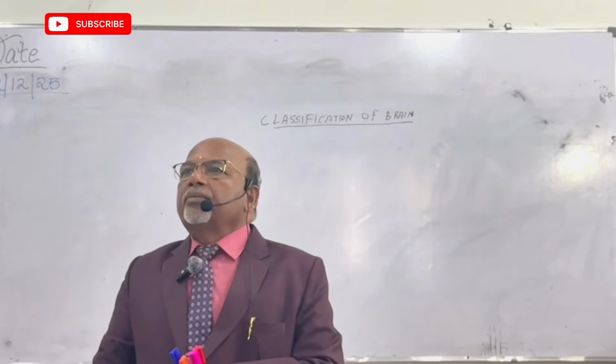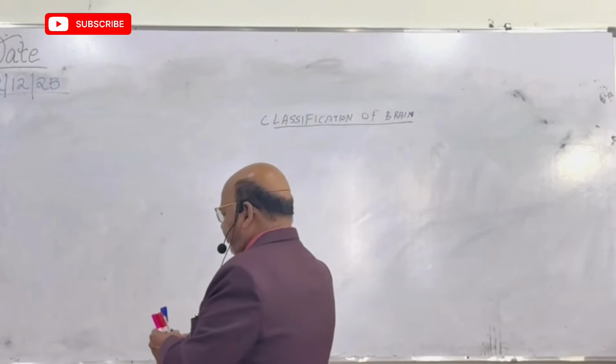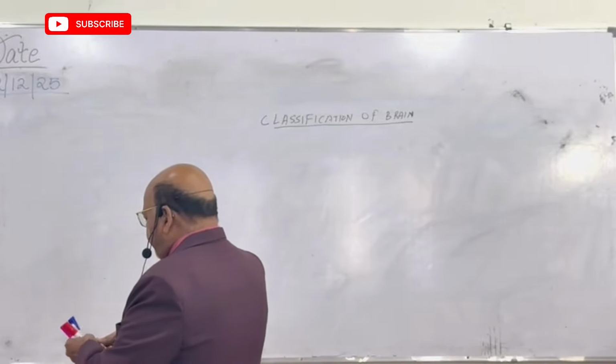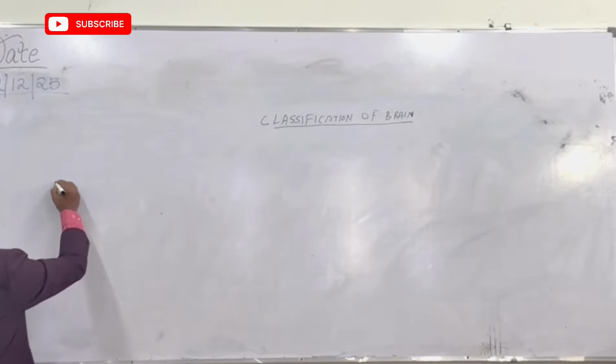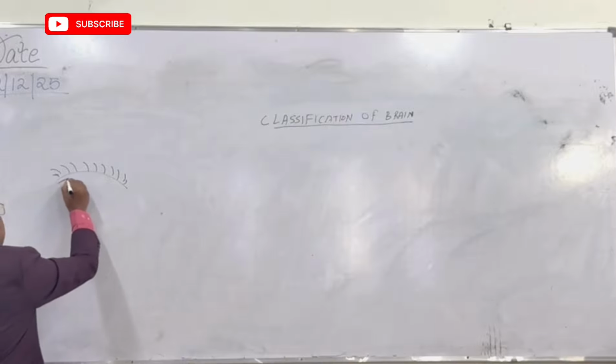When you see the cranial cavity from outer to inner, this is the hair on the head, and below is the skin.